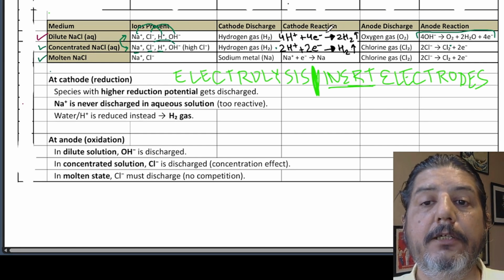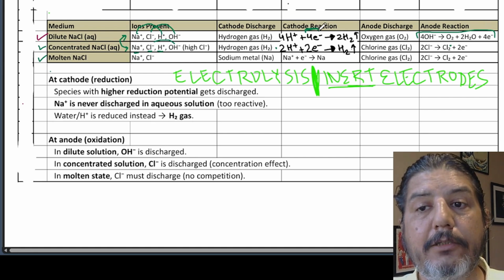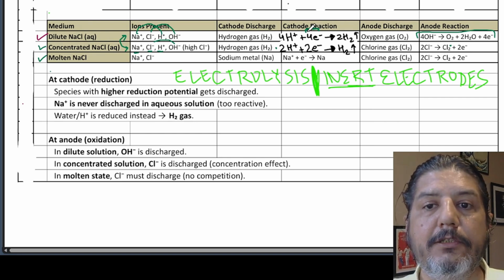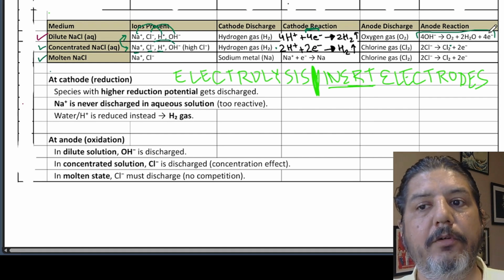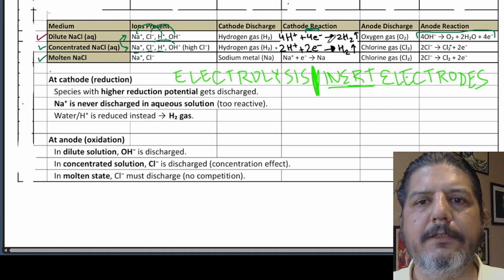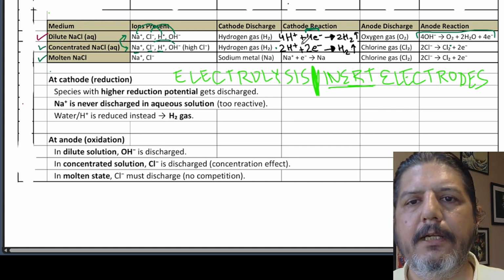One thing that you need to understand is that the number of electrons should be the same at the cathode and at the anode, so you need to balance. For example, in dilute NaCl, we see 4 electrons here and 4 electrons here. The number of electrons are the same, so please try to balance these. But in concentrated NaCl, here I have 2 electrons and 2 electrons here.